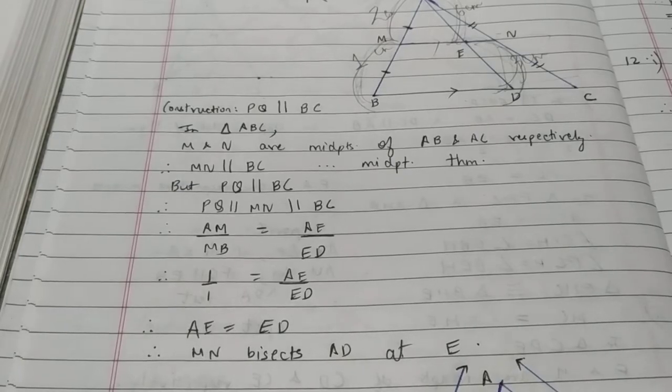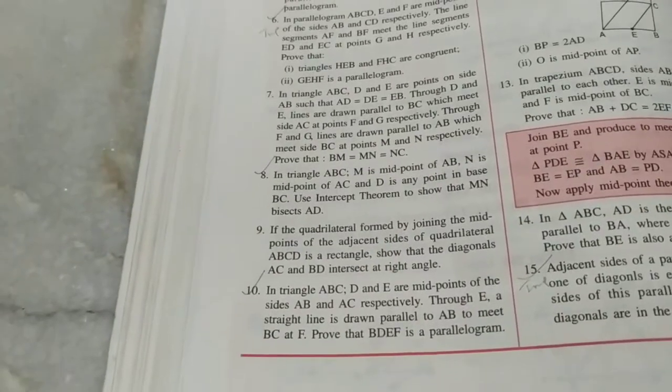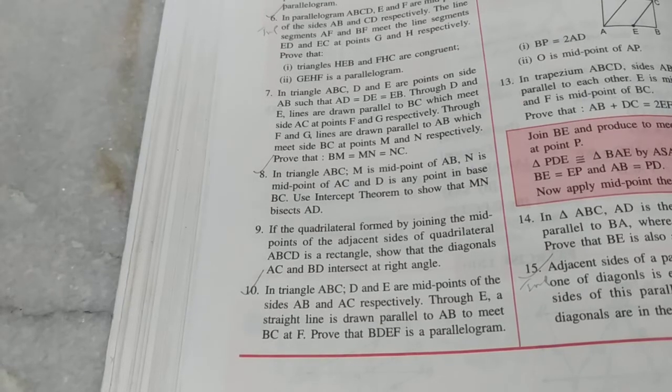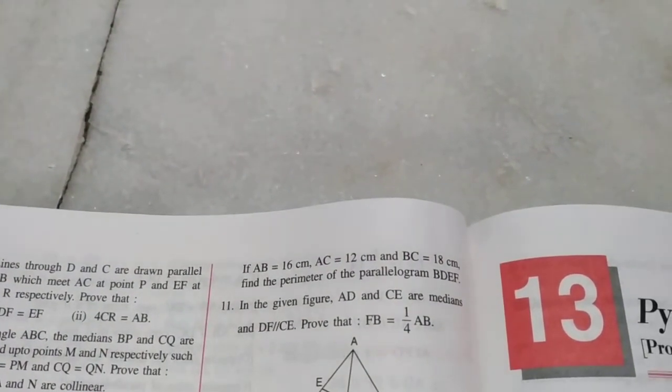Next, the 10th sum. In a triangle ABC, D and E are midpoints, and through E a straight line is parallel to AB to meet BC at F. Prove this is a parallelogram. Also some values have been given which you have to use to find the perimeter of the parallelogram. Come on, draw the diagram on your own. You must do that on your own, because the training is very important to be able to draw diagrams of geometry on your own, because if you are not able to draw correct diagrams, how will you proceed ahead in exams? So the 10th sum, this is the diagram.